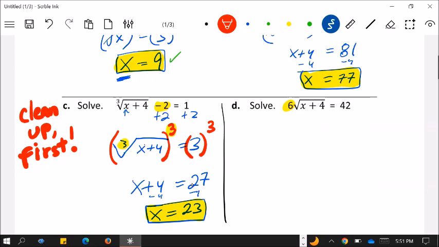This is a good one to stop with. Here, this is 6 times it, so I have to use the opposite operation. You do that first. Go through and do this one yourself and see what you get. Pause the video, come back, and I will start doing it.